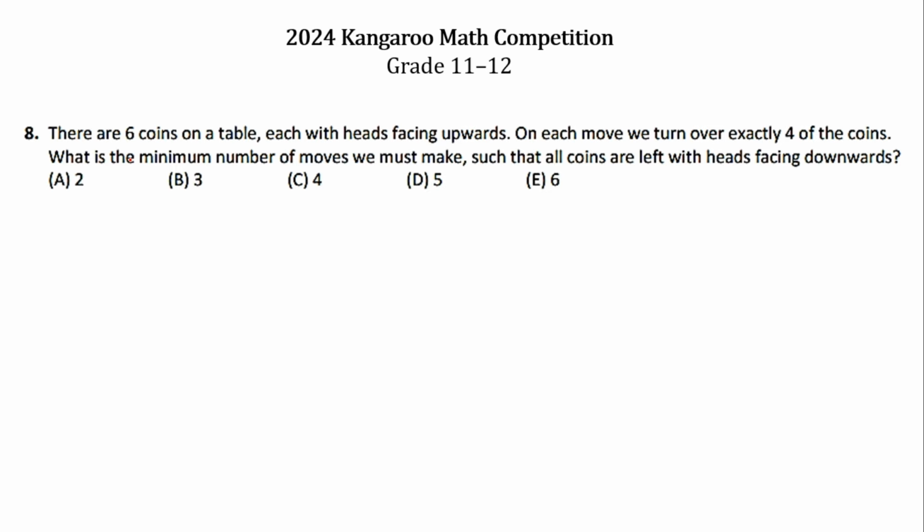Item number 8. There are 6 coins on a table, each with heads facing upwards. On each move, we turn over exactly 4 of the coins. What is the minimum number of moves we must make such that all coins are left with heads facing downwards? Alright, so let's draw first the 6 coins. 1, 2, 3, 4, 5, 6.